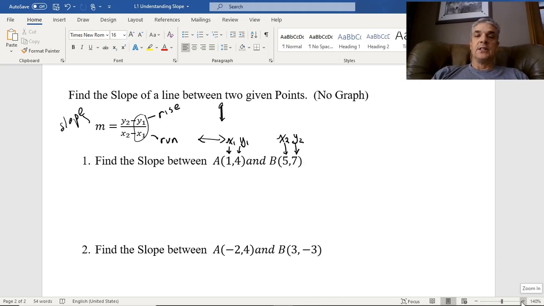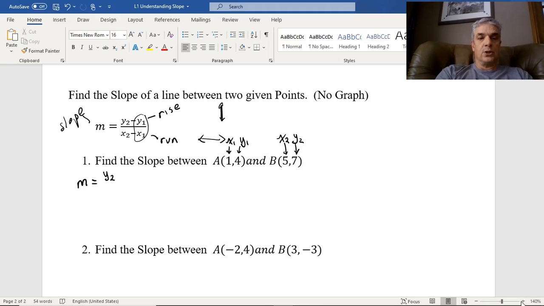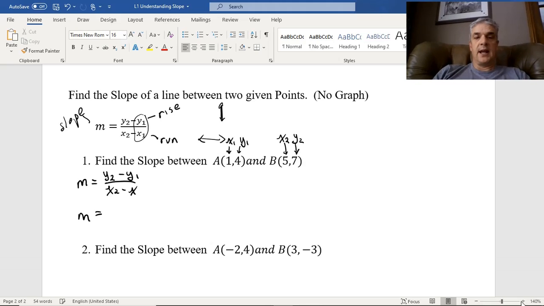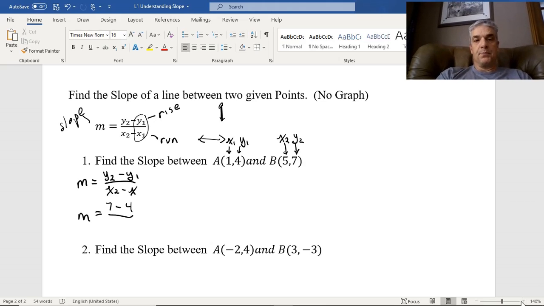So when we're solving this, usually the first step, almost always with me, is just to write out the equation. So it's y2 minus y1 over x2 minus x1. And then the next step is to substitute in. So where's my y2? Well, my y2 is over here. It's 7, and it's going to be subtract y1. y1 is 4. And then over top of x2, which is 5, subtract 1, which is x1. And that will work out.